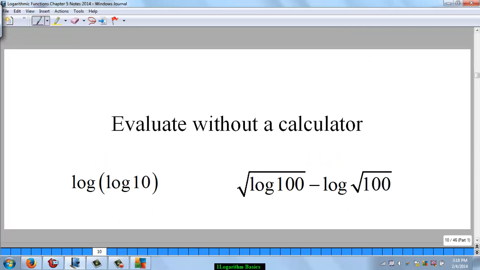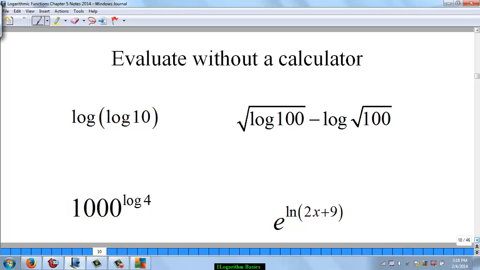Let's practice some more. Now I have the log of 10. Well, do the inside first. The log of 10, you should know now, is 1. And the log of 1 is going to be 0.